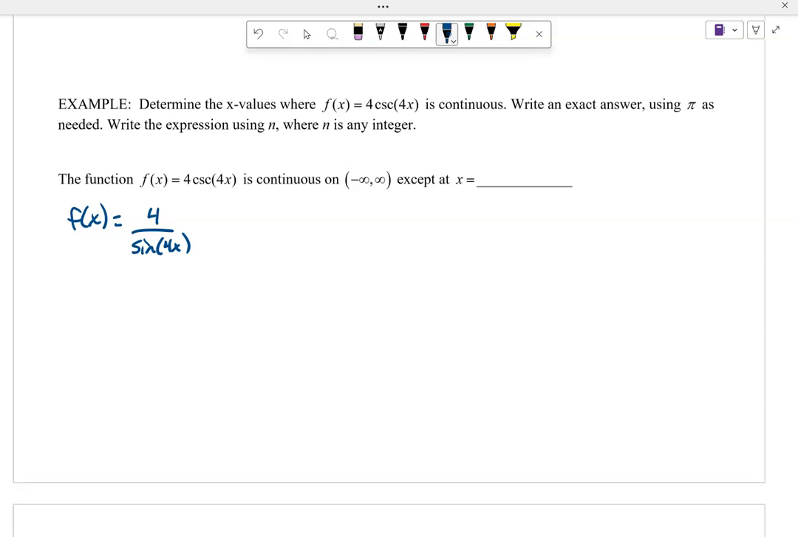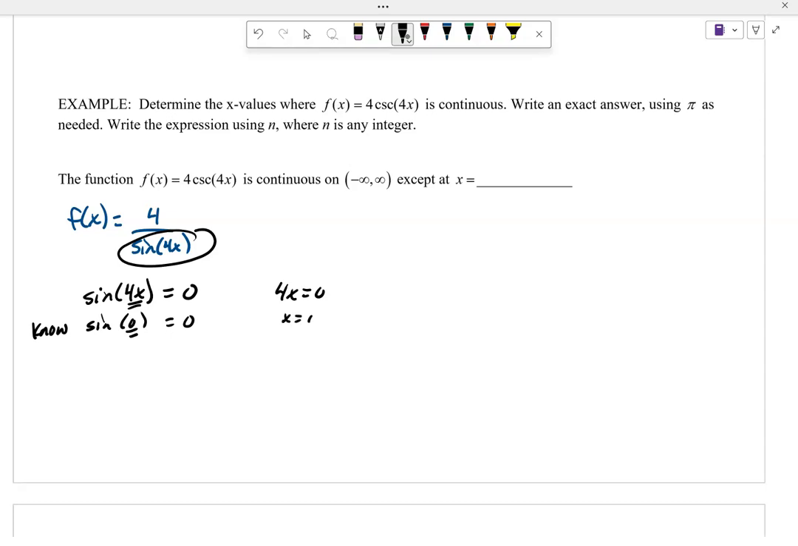So we're going to have an issue anytime that is 0, right? Well, that would be a problem. We know the sine of 0 is 0, right? So if 4x equals 0, in other words, divide by 4, if x is 0, then we'd be dividing by 0 for this function, right?